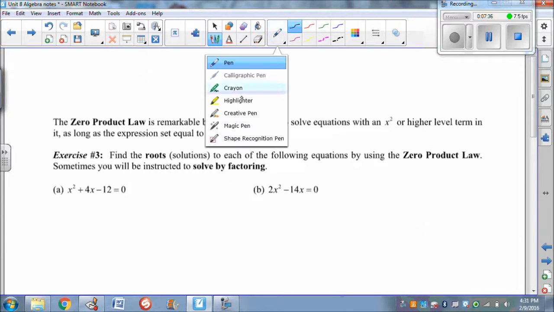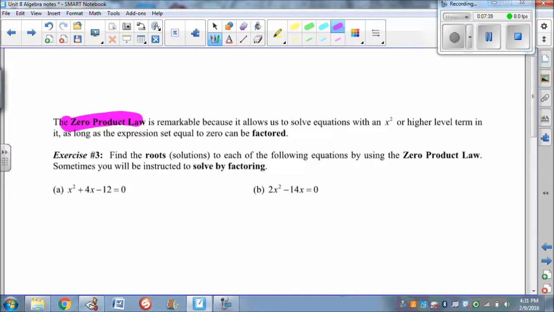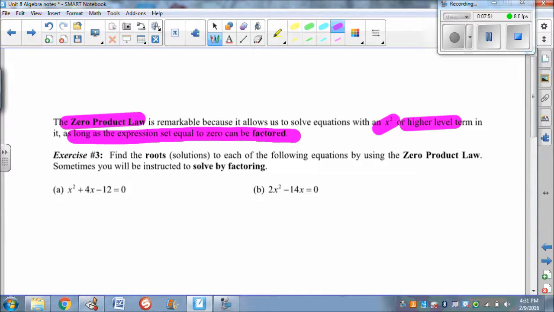That's some more important stuff. So the zero product law is remarkable because it allows us to solve equations with an x squared or higher level term as long as the expression set equal to 0 can be factored. That's huge right there, okay, that it can be factored.